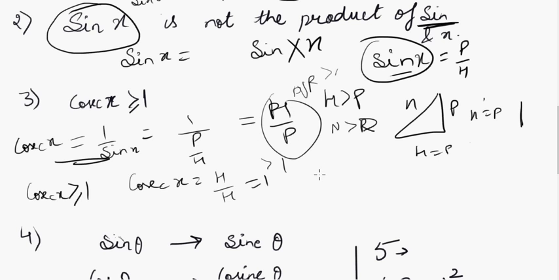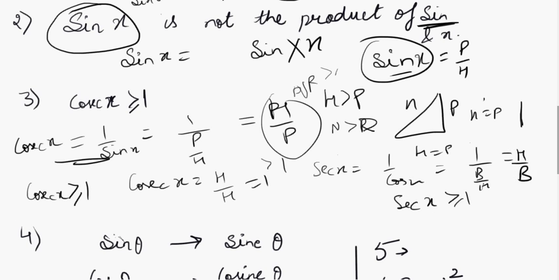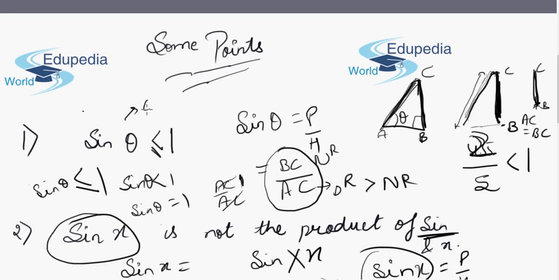Friends, any trigonometric ratio which has hypotenuse on its numerator, say secant x, which is 1 over cos x, that is 1 over b over h or h over b. Any trigonometric ratio which has hypotenuse on its numerator will always be greater than equal to 1, because hypotenuse will also be greater than b. Thus secant x is always greater than equal to 1. Similarly, here also cos theta, which is base over hypotenuse, will also be less than equal to 1.